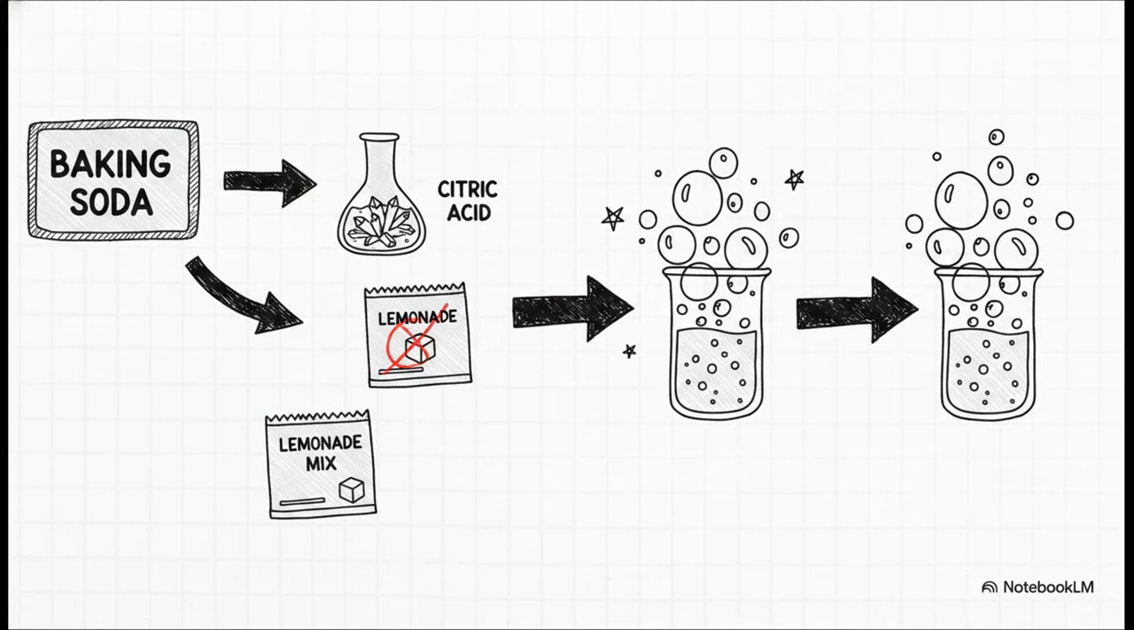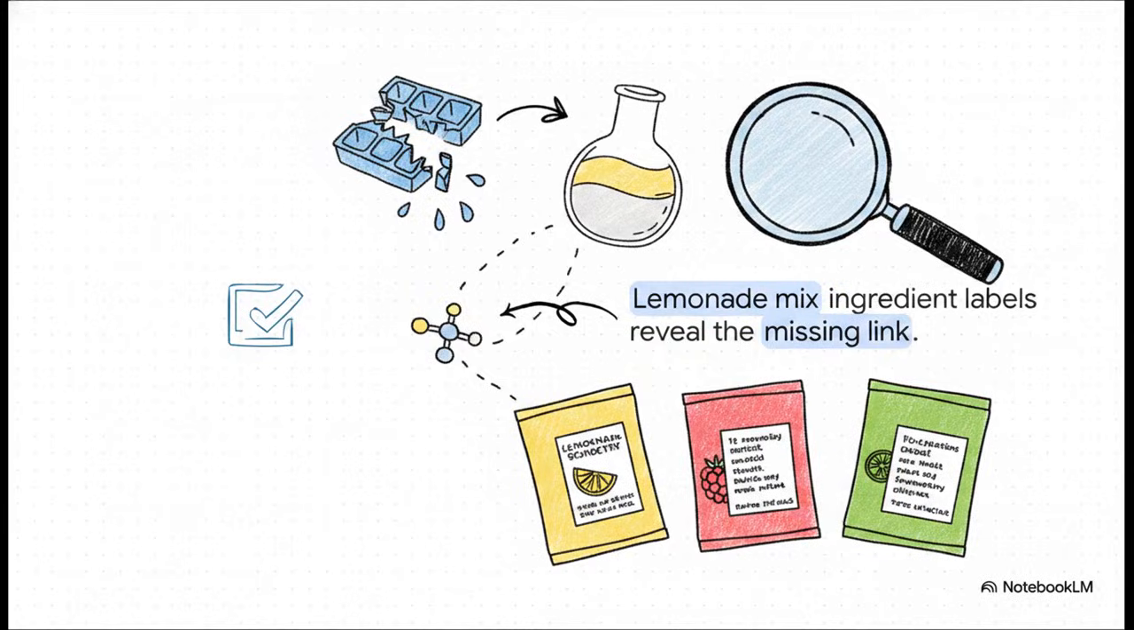Let's zoom in on those positive results. The combinations causing bubbles were baking soda and citric acid, baking soda and sugar-free lemonade mix, and baking soda and sugar-based lemonade mix. Baking soda is the obvious common denominator here. But seriously, what on earth connects pure laboratory-grade citric acid with 2 completely different types of store-bought lemonade mix? To crack this part of the case, we have to look beyond our ice cube tray.